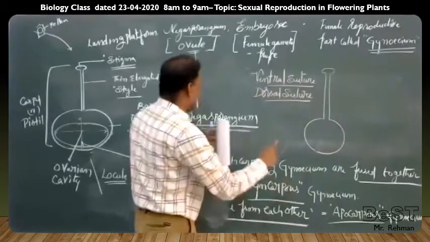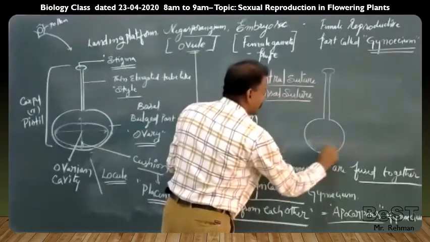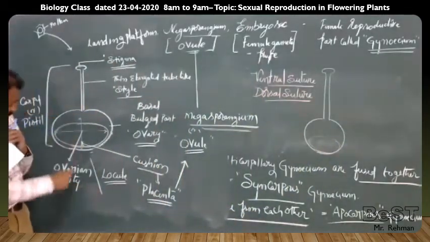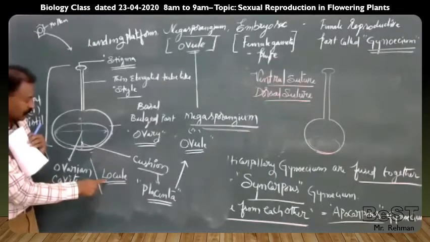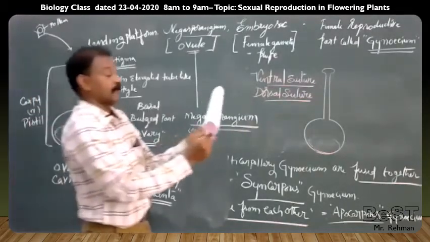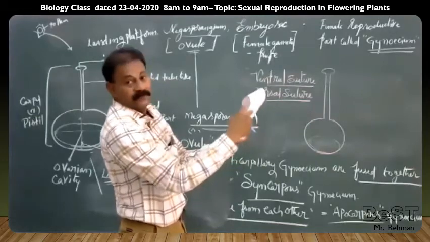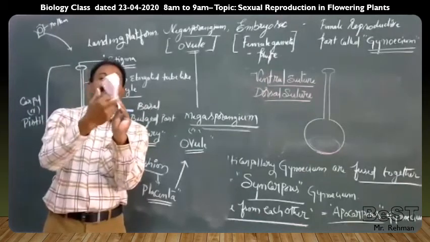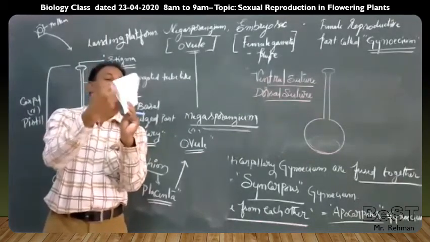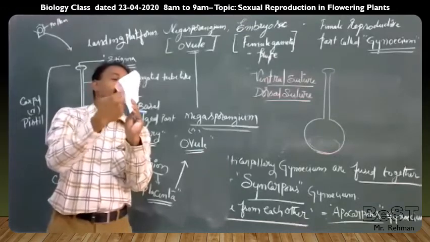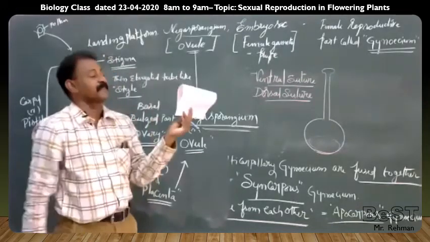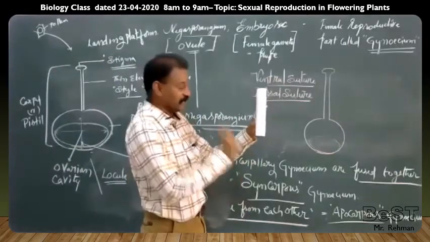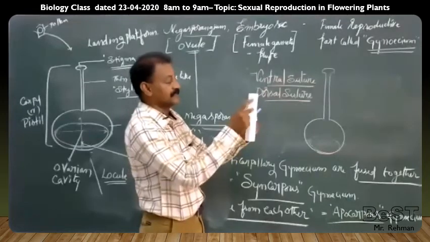Now let us see. Sir, in this gynoecium, the place is called ovarian cavity. We have seen ovarian cavity or locule. This is the ovarian cavity. This place is called ovarian cavity or locule or ovarian chamber. Now, sir, this is a monocarpellary gynoecium. It means it has a single ovary, style and stigma.